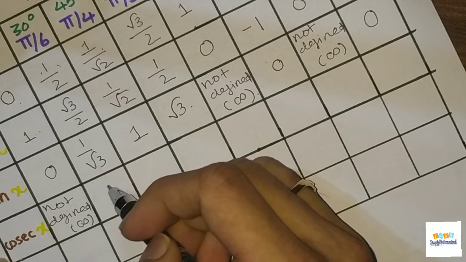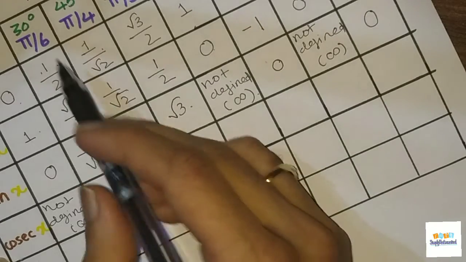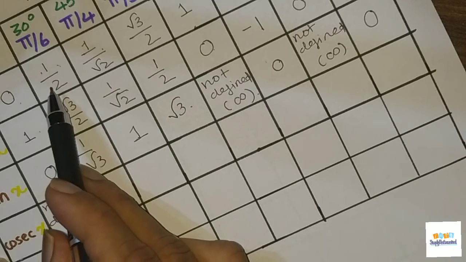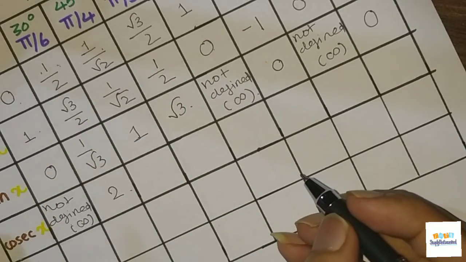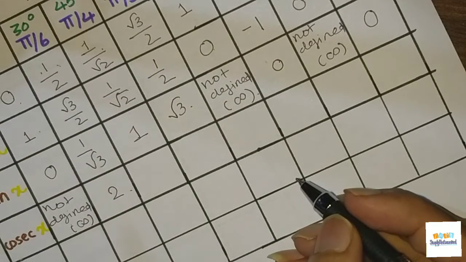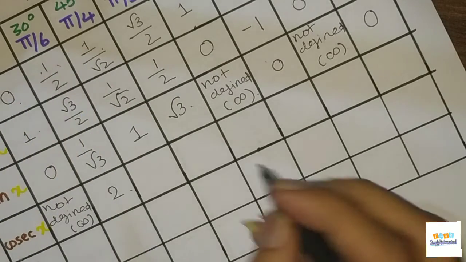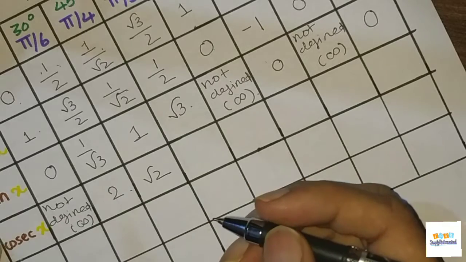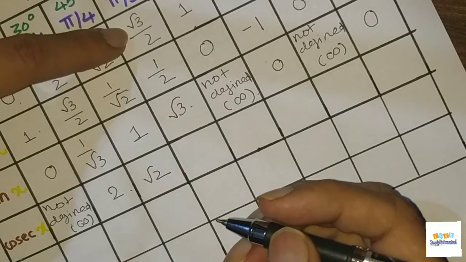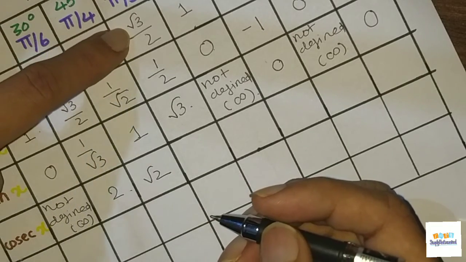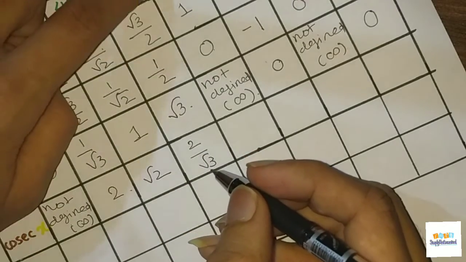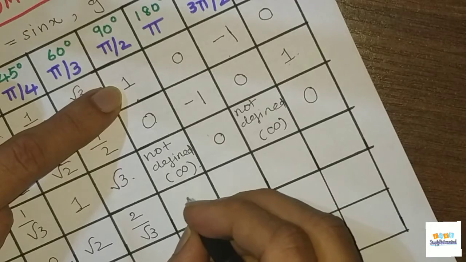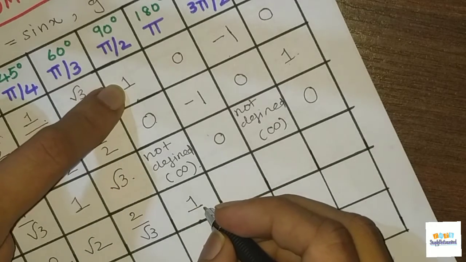Now this value, that is cos of 30, will be what? It is just the reciprocal of half, that is 2 by 1, which is 2. Okay, then cosec of pi by 4, so reciprocal of this value, that is root 2, right? Then cosec of 60 will be reciprocal of sine of 60, that is 2 by root 3. Okay, then cosec of 90 will be reciprocal of this, which is 1 only, right? 1 by 1, which is 1.